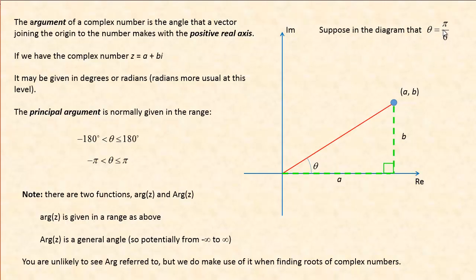Suppose in the diagram that theta is pi by 6 radians, or 30 degrees. So that would be the principal argument of this complex number. Then arg z, the principal argument, is pi by 6, but Arg z with the big A is pi by 6 plus 2n pi, where n is an integer. So it's not just the pi by 6, but every time you go around, no matter how many times, and land back on that point.